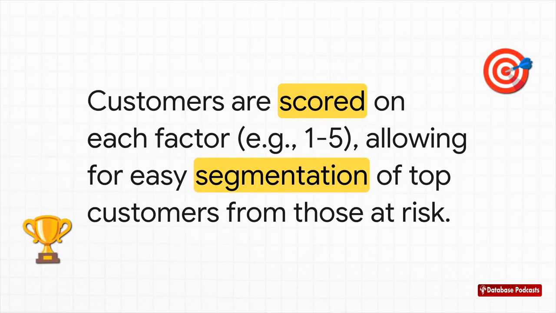The way it works is you score each customer on all three of these things, usually on a simple scale like 1 to 5. So a customer who bought yesterday, buys every week, and spends a ton might get a perfect 555 score. Someone else might be a 112. Suddenly, you have a super simple way to segment your absolute best customers from the ones who are at risk of churning. It's incredibly powerful.